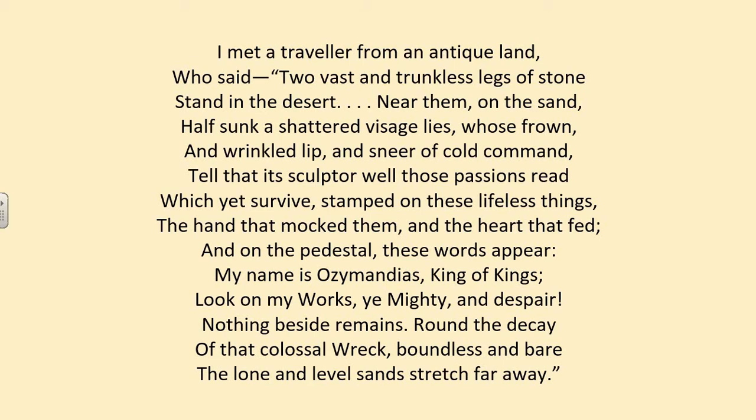So tell that its sculptor well those passions read which yet survive. So it tells us on line 2, the two vast and trunkless legs of stone stand in the desert. So we could see in that clip that there was just two legs of a statue left, and then the face was lying on the floor. So what survives of this statue, or of this ruler, maybe, that the statue represented?